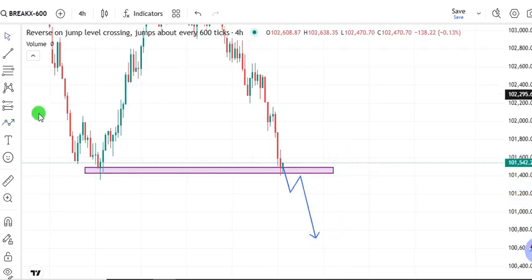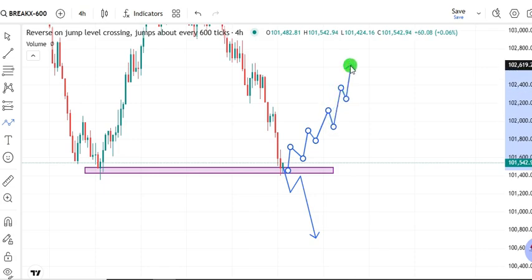Otherwise, what you want to see is a change of structure, for the market to give us a new high, then a low above this, then breaking above this, then maybe retesting it, then just going up and down, up and down. So that is when you can think of going long.